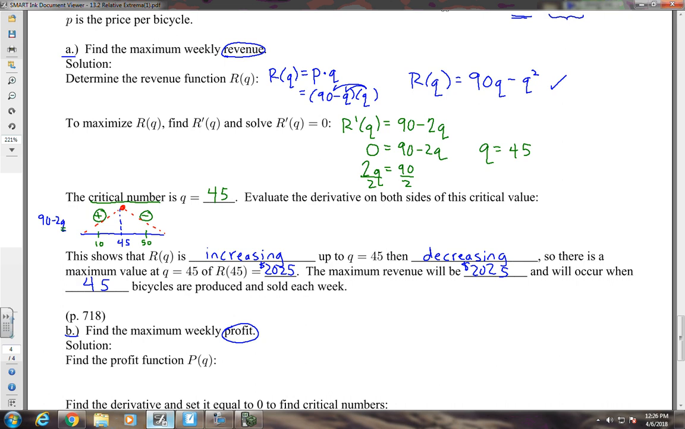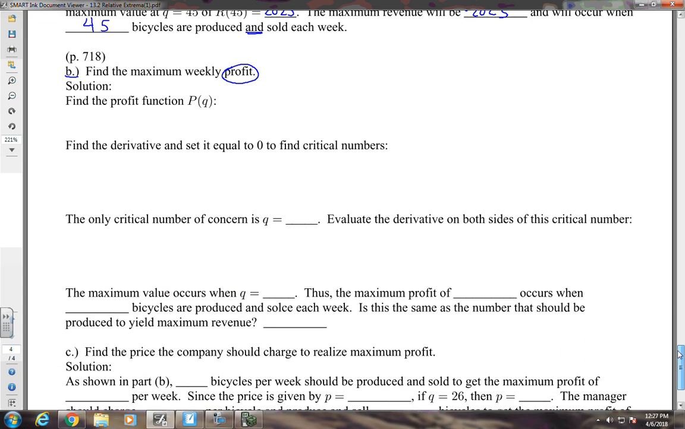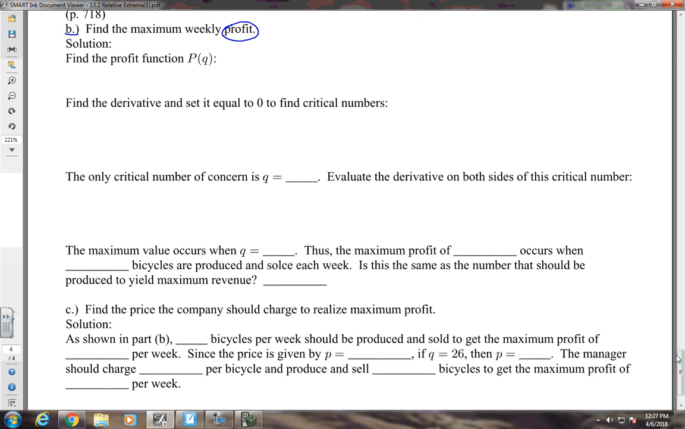Okay, so if we make 45 bicycles and sell them, we will make $2,025 per week. Now, on the next part, we're going to find the maximum weekly profit. Do you think that maximum revenue and maximum profit occur at the same production level? What I mean by that is if I produce 45 bicycles, I know that I'm maximizing revenue, but am I also maximizing profit? It's kind of an interesting question, and the answer might surprise you. So let's find the maximum weekly profit.